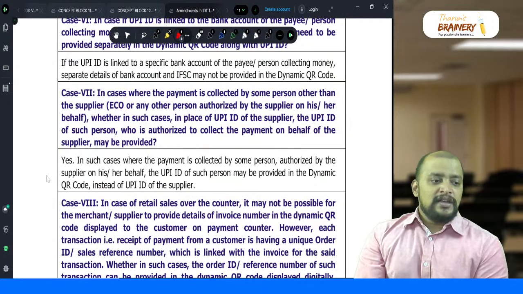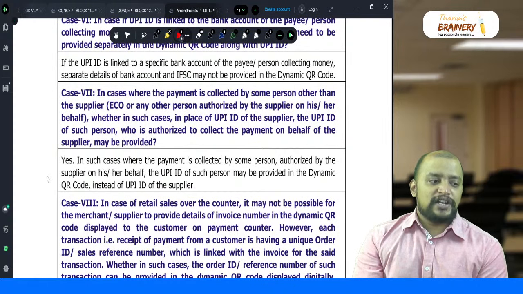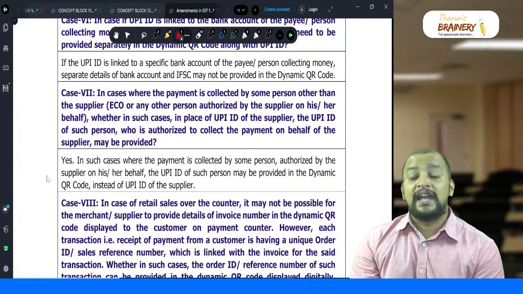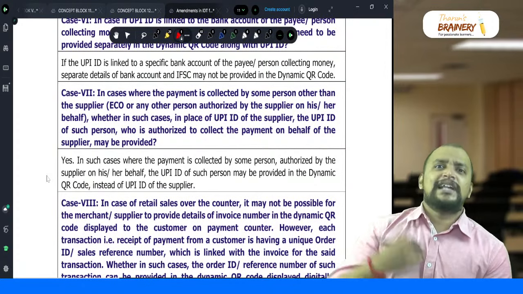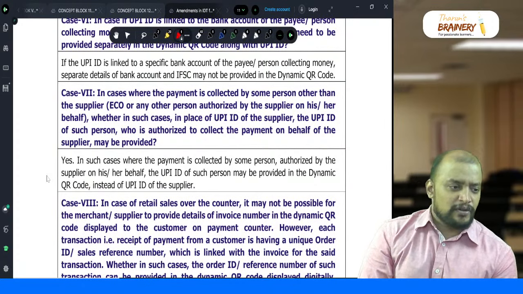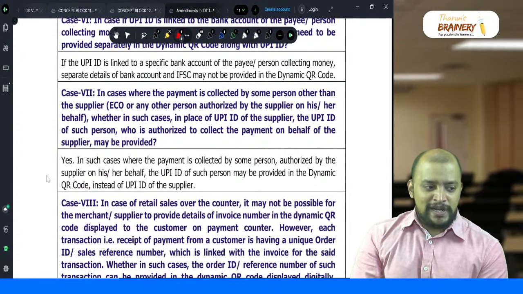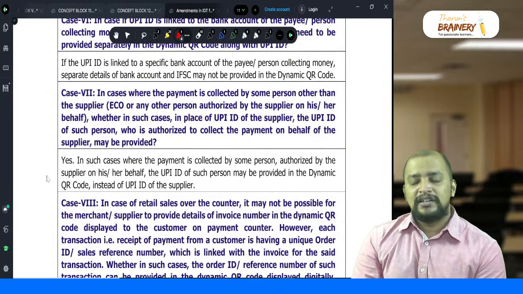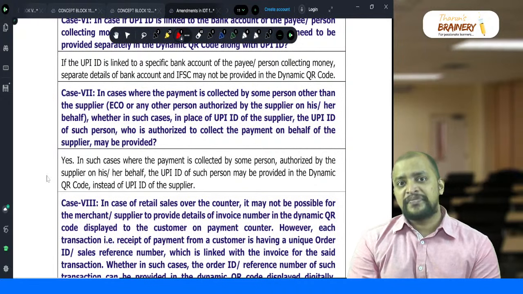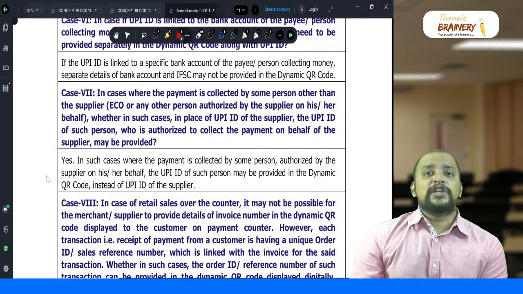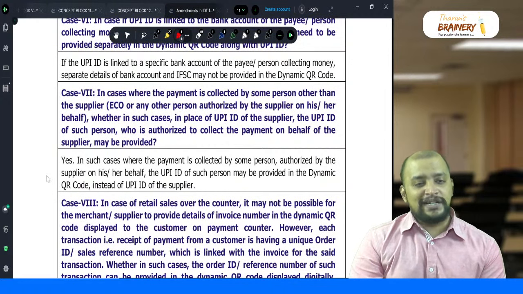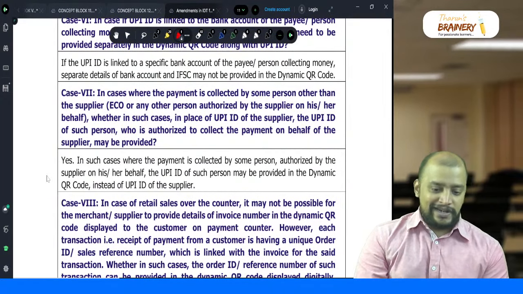Sir, for example, when we get a UPI ID from other mobile wallet providers like Paytm, PhonePe, Amazon Pay, Airtel Payments Bank, they also provide a UPI ID. That means the UPI ID is not linked to the bank account. It is not linked, because this is separate and your bank account is separate. Using this, the bank account cannot be traced.